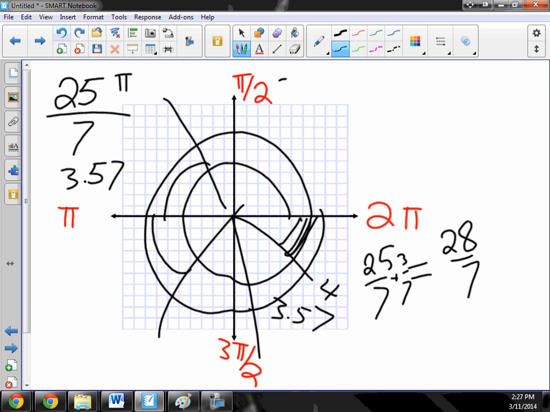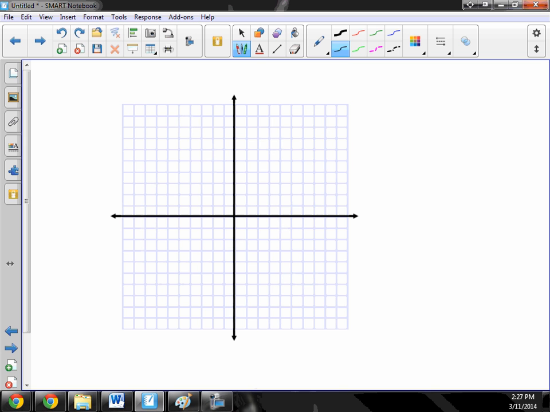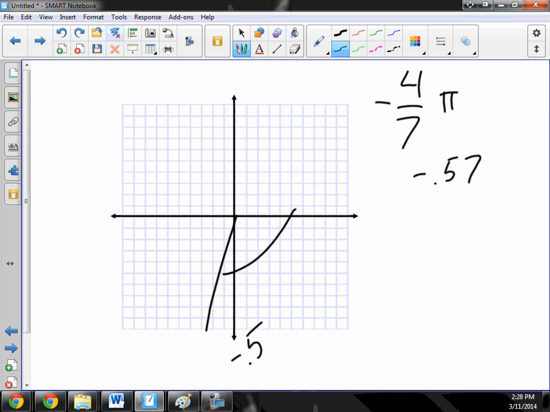Okay, you want to do a negative one? Okay. So, negative 4 sevenths pi. What's the reference angle? Well, 4 over 7 is negative 0.57. What quadrant is that going to be in? Not 4, because this is negative 0.5, so it's going to be in quadrant 3.